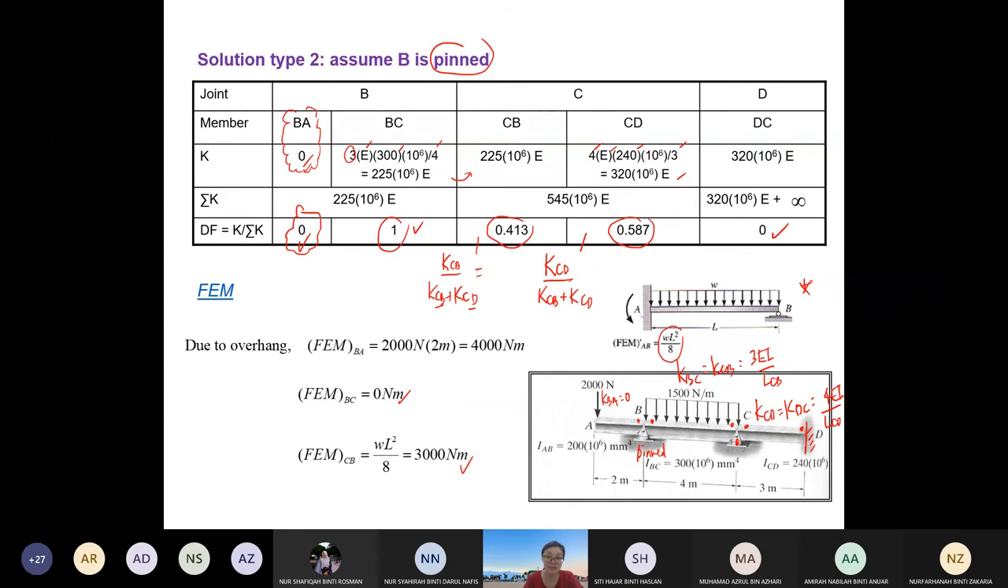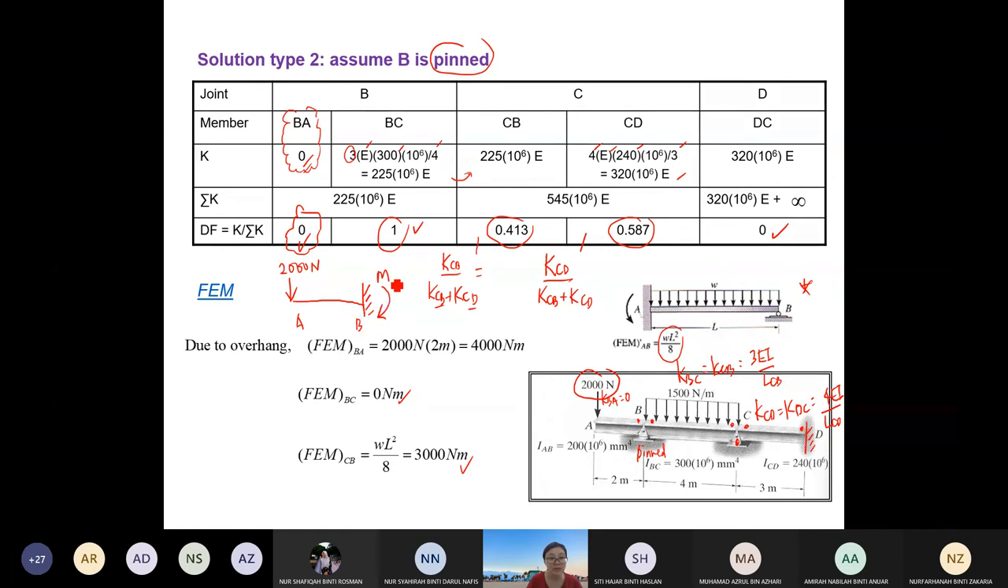Something different from other examples is this. If you have any loading at the end, or any loading at your cantilever, you also need to determine the fixed end moment. Just treat it as if you have a cantilever beam. So this is AB, and this is your loading, 2000 newton. Now your moment will be in this direction, I think, so it is positive. So what is the value?